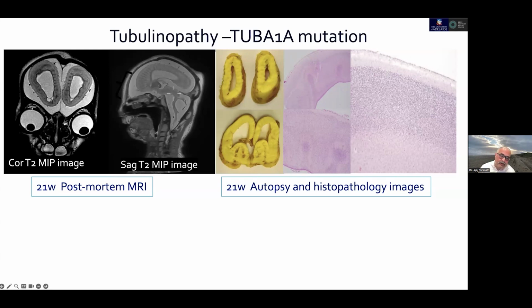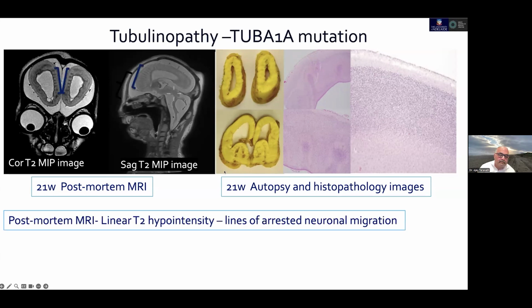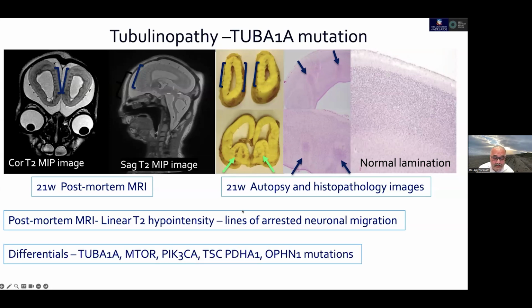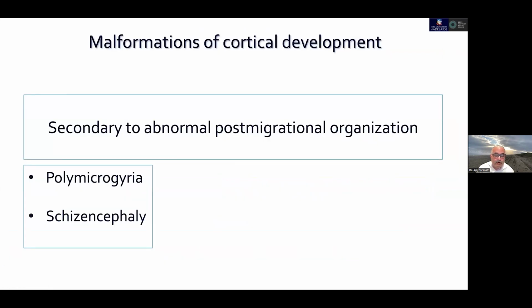So we went back to our 3D data set and MIPed it, and we could see these dark lines that are seen radiating away from the ventricular margin. You can see that very beautifully on the sagittal T2. And then that's the area of the ganglionic eminence hemorrhage. So the differentials for that would be a tubulinopathy, an mTOR pathway disorder, tuberous sclerosis, PDHA1, and oligophrenin-1 mutations. Finally, malformations of cortical development due to abnormal post-migrational organization. Polymicrogyria and schizencephaly are the two in that category.